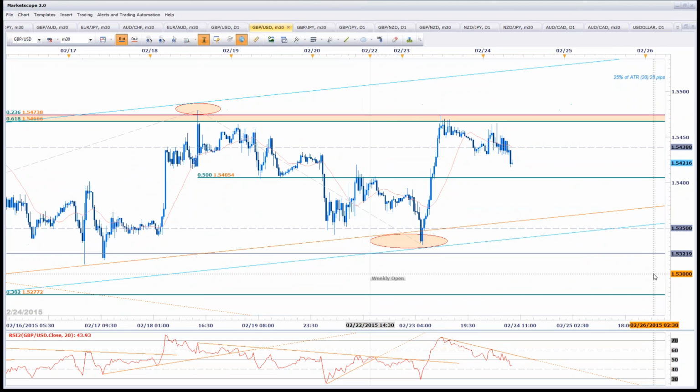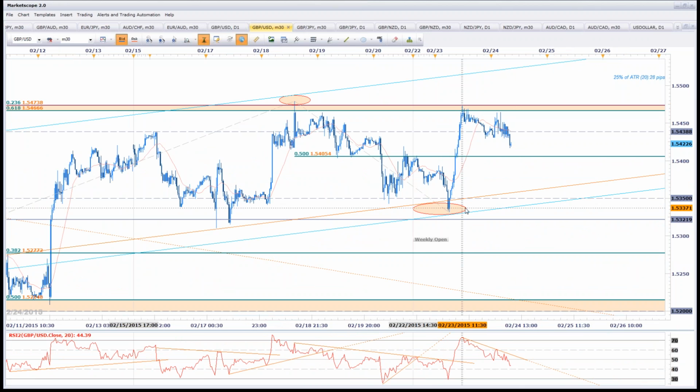Again, for me, initial target's 54.05. That's the opening range high for Asia Pac on Sunday. It's also the 50% retracement of that decline from last week's high. And then you start to look at this same region.